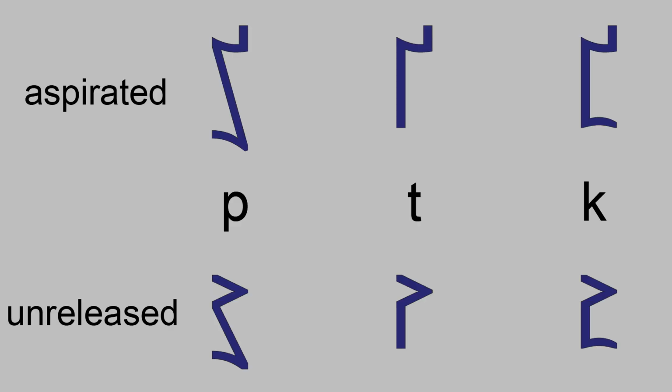When P, T, K end a word or a syllable, most of the time we spell them with letters with a wedge on top to show they're unreleased. You can hear the difference in pairs like tap, tab, cat, cad, and back, bag. The first one isn't released.